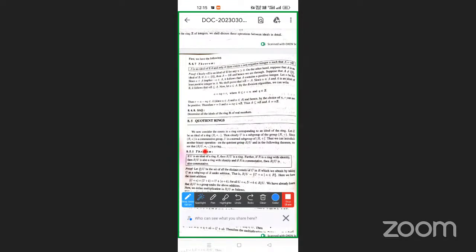So R by U is nothing but a factor ring, or quotient ring. R is a ring, U is an ideal. Every element in R by U is of the coset form, like A plus U, B plus U. So every element in R by U is of the form A plus U, B plus U, like left cosets. So this is a factor ring.